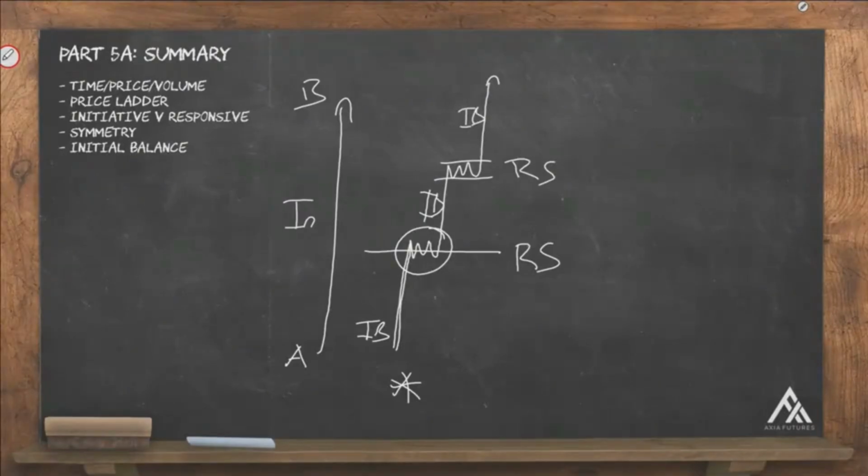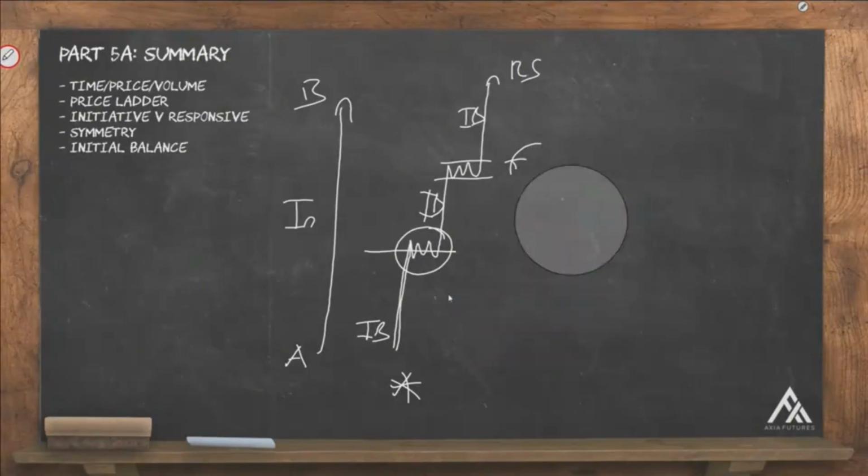Initiative buying until we run into responsive sellers. Now, the degree of responsive selling is going to dictate how we move up. Little responsive selling and it will look aggressive. A lot of responsive selling and it will look a lot less aggressive and more grindy. So that's effectively what we were trying to point out.